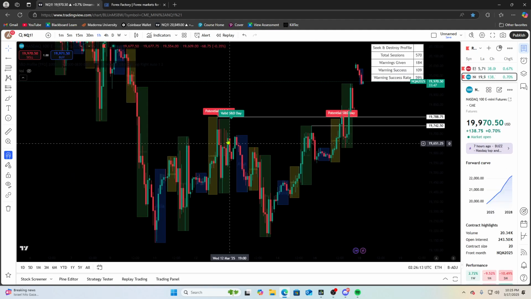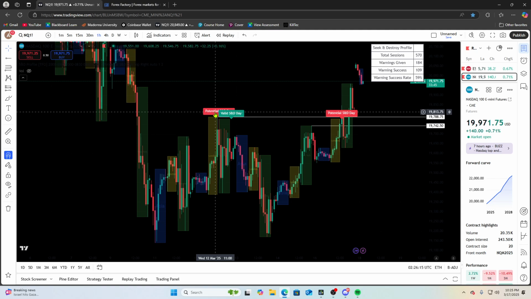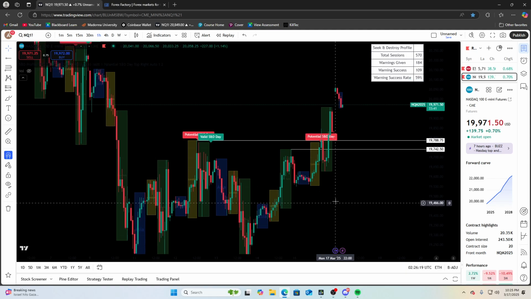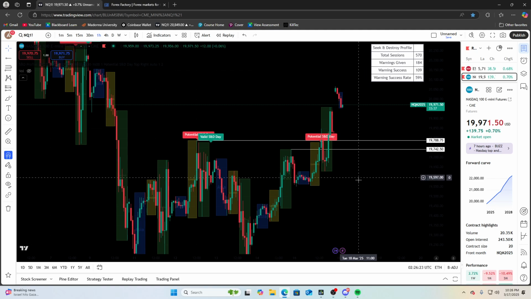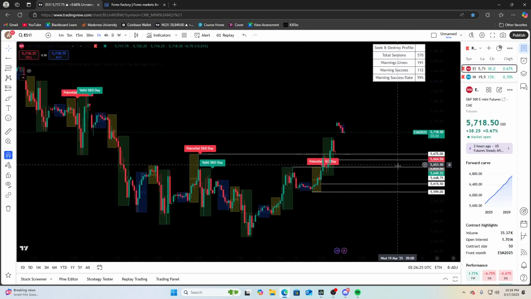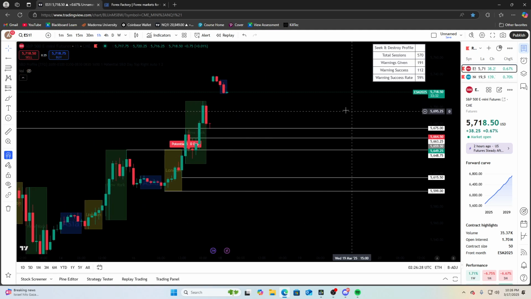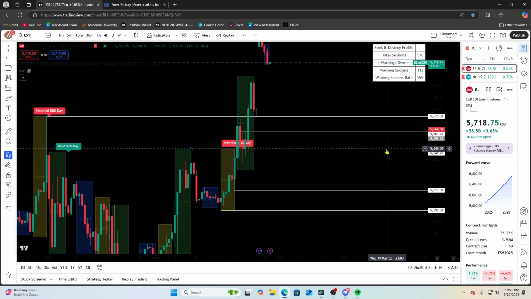If we go over to NASDAQ as well, NASDAQ took out these data highs over here on the left. It also took out these previous day highs from Friday. So NASDAQ and ES didn't quite take out the data highs, but NASDAQ did. So I was taking it as probably going to see a move down.